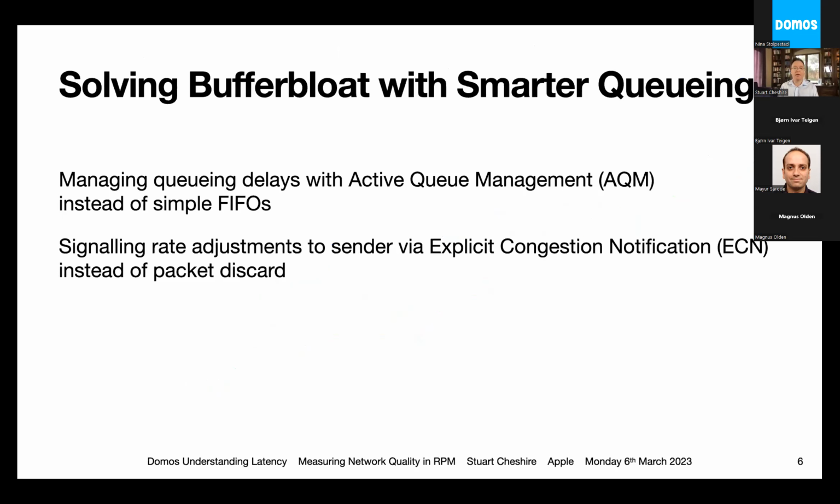So the solution to this is smarter queuing in the network. Instead of just having a queue and letting it fill up and losing packets when it's full, we manage the queue. So the bottleneck network device detects when a queue is starting to form, and it doesn't wait until it gets so bad. As soon as it detects a queue is forming, it tells the sender to slow down. And it does that not by dropping a packet, but by sending an explicit congestion notification.